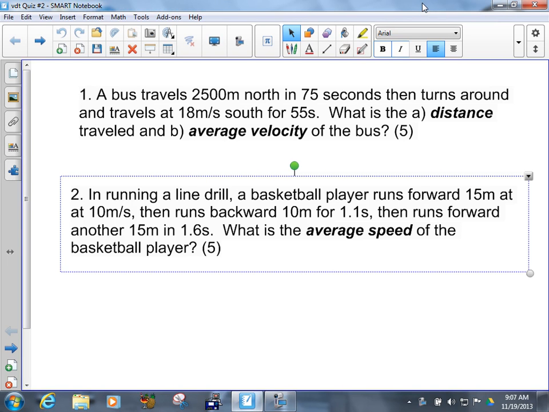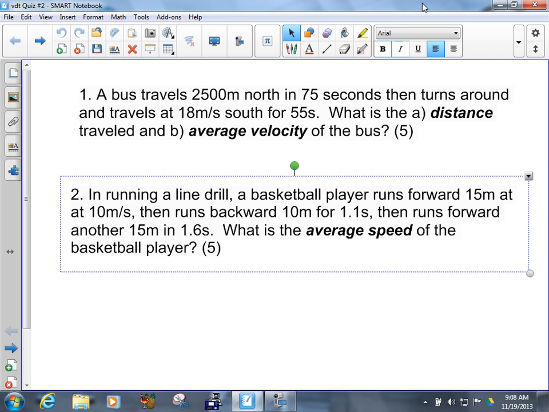So the key to this, guys, is we have to understand which things are vector and which things are scalar. That is the entire point of this entire quiz. I know you guys can manipulate v equals d over t. I have absolutely no doubt in my mind about that. But what this quiz is asking is, do you remember that distance is scalar, velocity is vector? Speed is scalar, because it makes a difference on how you calculate them in the question.